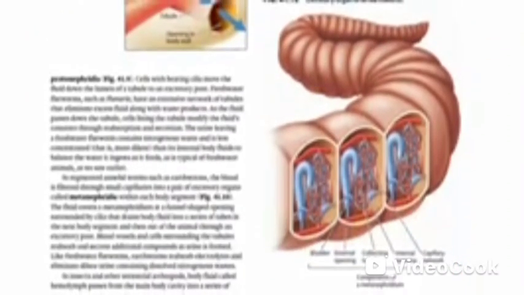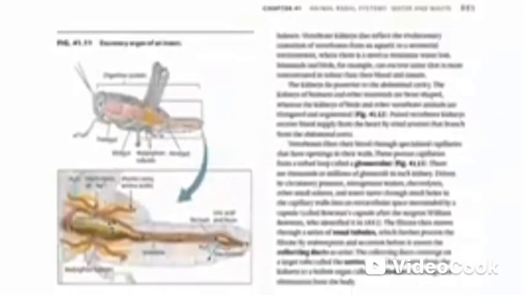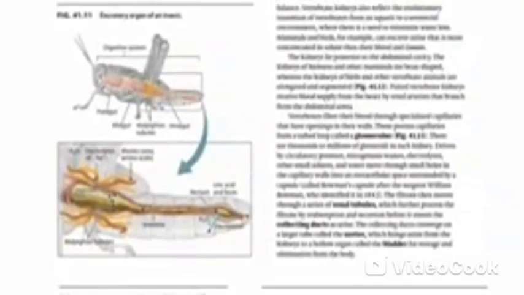And in this figure, components of the metanephridium. The internal opening is present in the nephrostome, then the collecting tubule, bladder is there, capillary network present on the collecting tubule, and you can see the external opening. Excretory organ of an insect, Malpighian tubules.